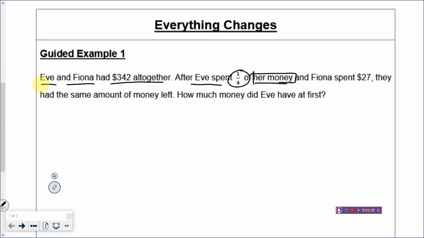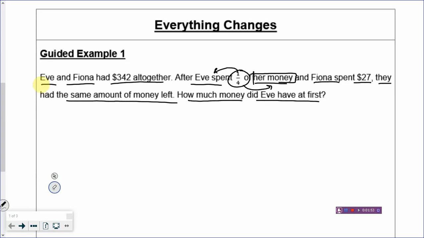And if you break it down, what does the 4 refer to? What does the 1 refer to? Now, the 4 is the denominator, that's the total parts of her money. And the 1 refers to how many boxes she spent. So out of 4 boxes of money, she has spent 1 box. So you need to break down the fraction in order to be able to draw out the model later. And Fiona spent $27. And after that, they had the same amounts of money left. So that's your after. So how much money did Eve have at first?